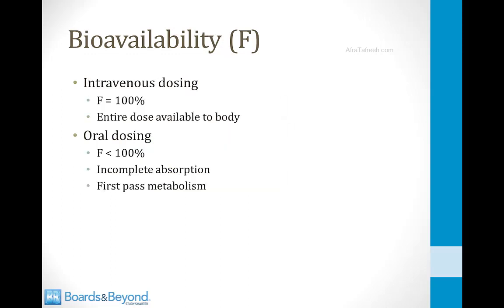So it's high yield to know that when you administer a drug intravenously, the bioavailability is 100%. You're injecting the drug directly into the systemic circulation, and therefore the entire dose is available to the body. It's also high yield to know that when you administer a drug orally, the bioavailability is always less than 100%. And that's for two reasons. First, every drug has some degree of incomplete absorption, and there's also something called first pass metabolism by the liver.